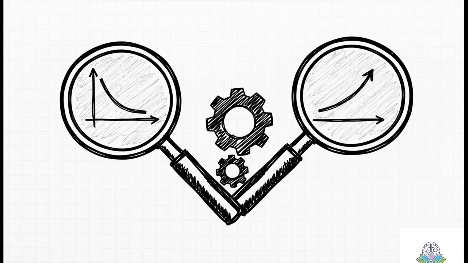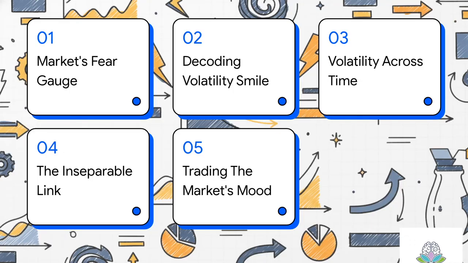Okay, here it is. The answer is found in the options market, and it's seen through two incredibly powerful lenses: skew and term structure. Now, these aren't just buzzwords, I promise. These are the actual tools traders use to get a much, much richer picture of what the market is really thinking. So here's how we're going to tackle this.